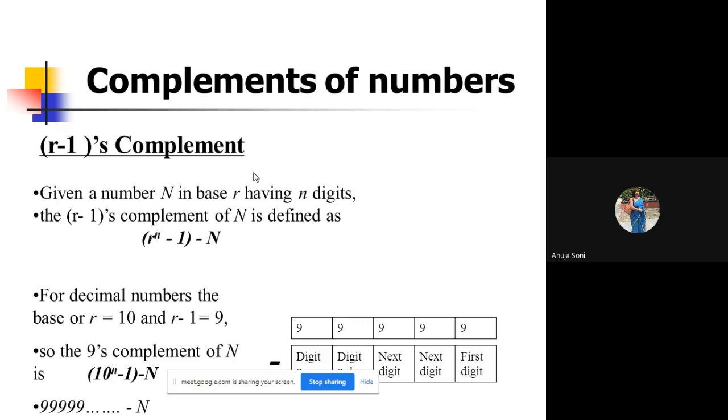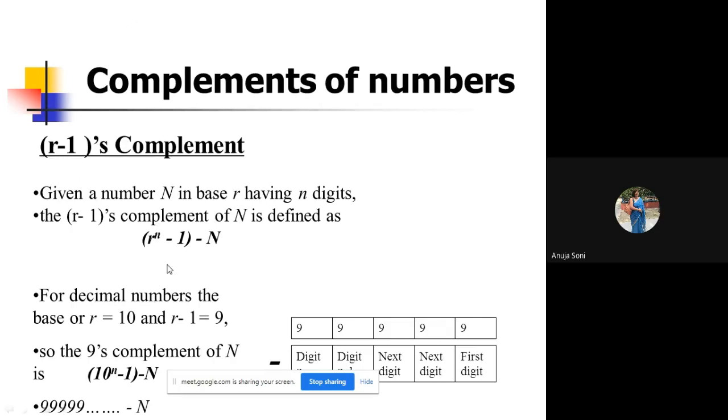Similarly, if we talk about the hexadecimal system having a base of 16, again essentially there will be two types of complements. One will be 16's complement and another will be 15's complement. Similarly, if we talk about the binary numbering system, again two types of complements will be there. One is 2's complement, another is 1's complement. First of all is the decimal numbering system.